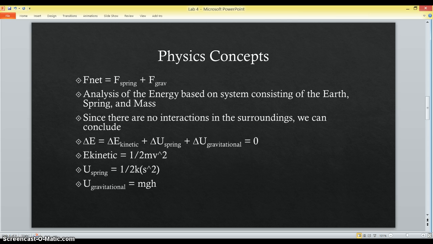E kinetic was equal to 1/2 mv squared, while U of spring is equal to 1/2 k times s squared. U gravitational, on the other hand, was equal to mgh. These concepts were later coded and used in VPython to create the graphical representation of the oscillation in spring motion.